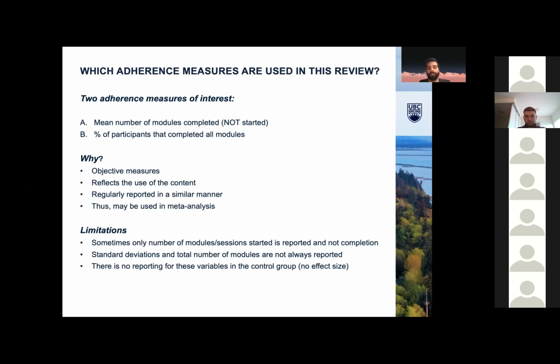So the limitations, like I just said, some of them report attendance and not completion. Standard deviation and total number of modules are not always reported. We have to consider that for many of these studies, adherence is not really a primary measure. It's just something they report on the side. So there's a lot of information that goes missing. We tried to contact as many authors as possible to get the data, and here and there it worked, but it's not always possible. Another limitation is that there is no reporting for these variables in the control group, like I mentioned before, so we can't really calculate an effect size.